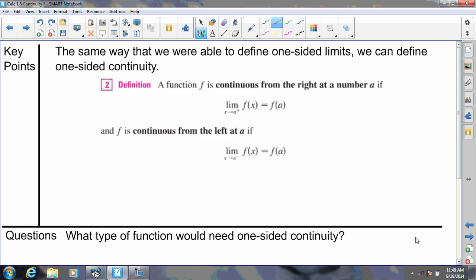Basically, if a one-sided limit actually equals the function value, then it's one-sided continuous. What type of function would need one-sided continuity? Well, the first one that comes to my mind, how about the square root of x? It doesn't exist for the negatives. So if we wanted to talk about continuity at 0, we couldn't have continuity at 0 because the left-hand limit does not exist. But we can have one-sided or right-hand continuity at x equals 0 for the square root function.